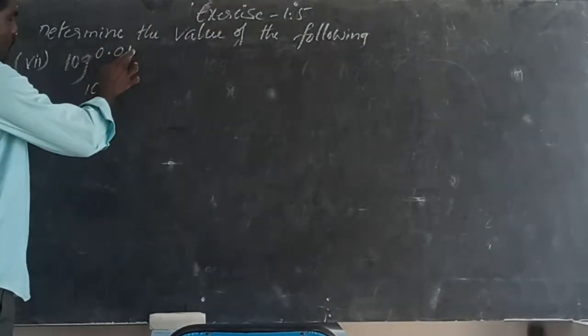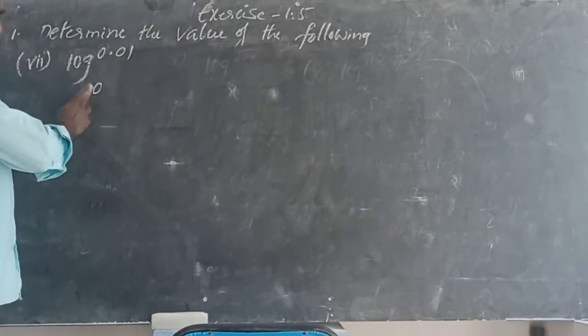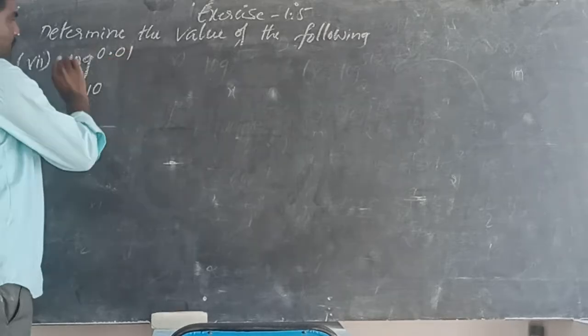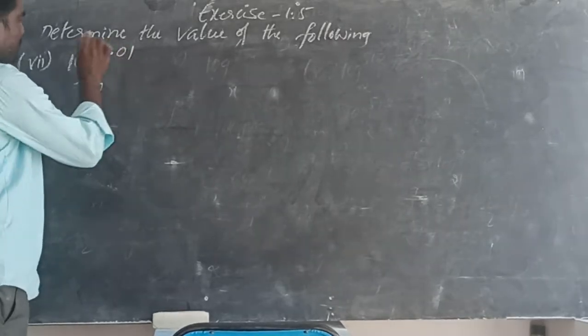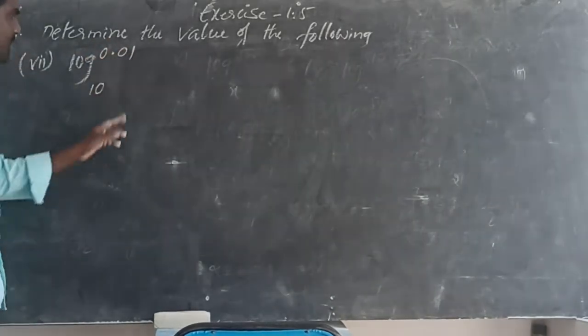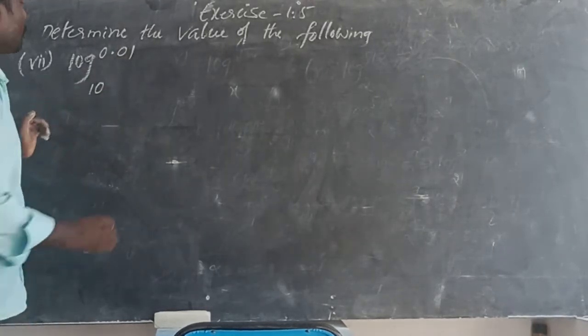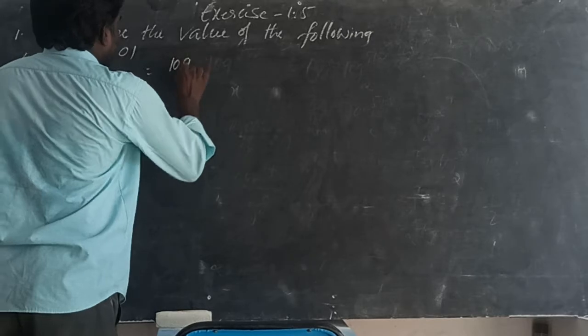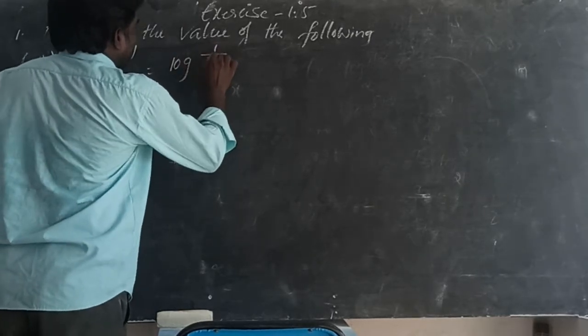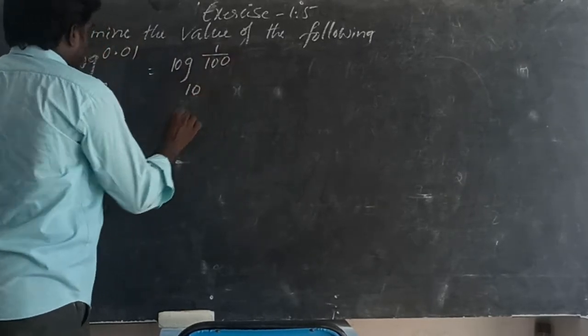Log 0.01 base 10. Okay, here the number is 0.01. After the point, how many decimals are there? 2 decimals. Okay, how many zeros in the denominator? 2 zeros. That is equal to log 1 by 100 base 10.